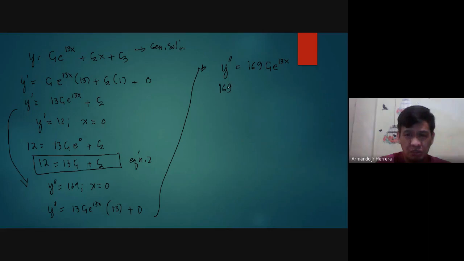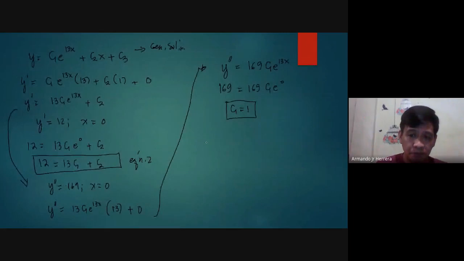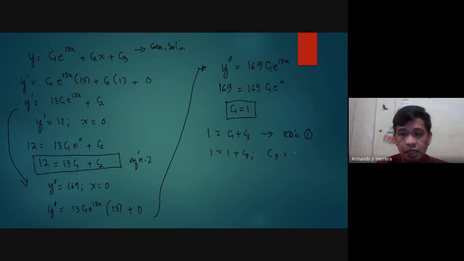Then given that y double prime is 169, equals 169 c1 e to the 0. Then c1 is therefore equal to 1. So if c1 is 1, from our first equation we have 1 is equal to c1 plus c3. From our equation 1, substituting c1 there, so 1 is equal to 1 plus c3. Then c3 is 0.